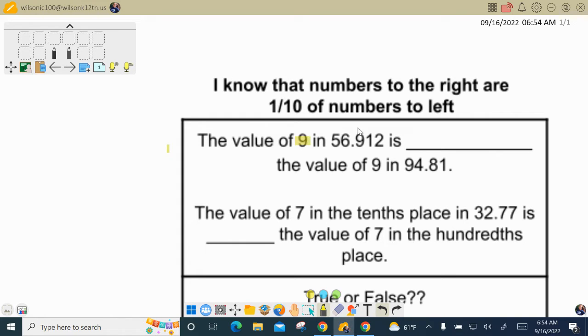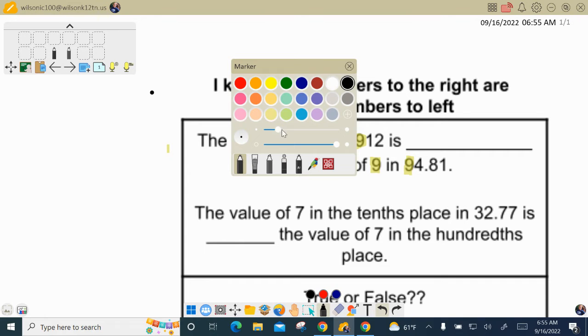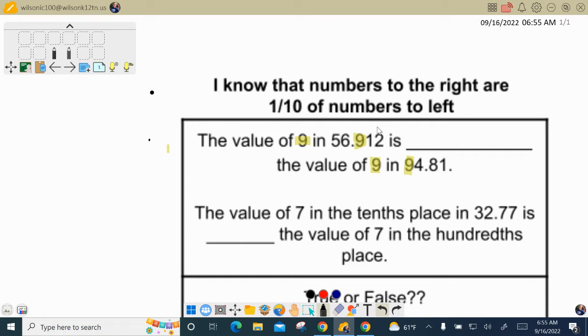The value of the 9 in 56 and 912 thousandths is blank the value of the 9 in 94 and 81 hundredths. As you can see, I've highlighted both 9s. My first 9 is in the tenths place, and my second 9 is in the tens place. So I know that I have to say smaller because my first 9 is smaller than my second 9. And remember, that's going to mean that we have a fraction.